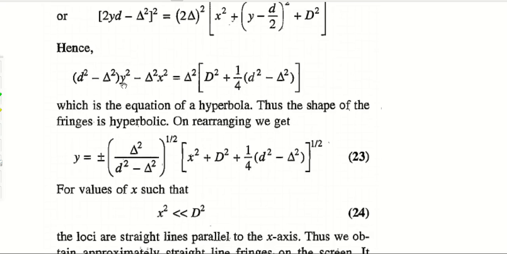Again, if you evaluate the value of y from this equation in terms of x, it will give you y is equal to plus minus something into (x square plus something) to the power half. Now if you consider that x is very much less than d square, then we can drop this x square out of the equation, and y can be plus minus constant, and y equal to plus minus constant means a straight line which is parallel to the x axis.